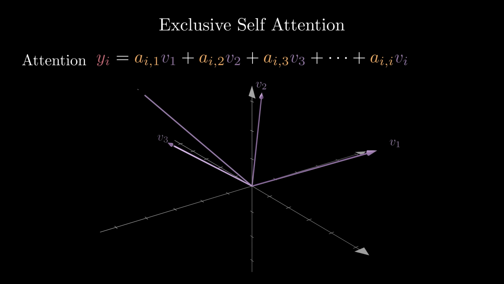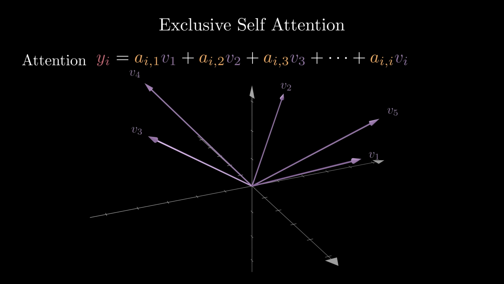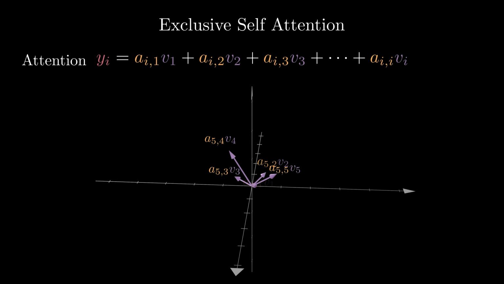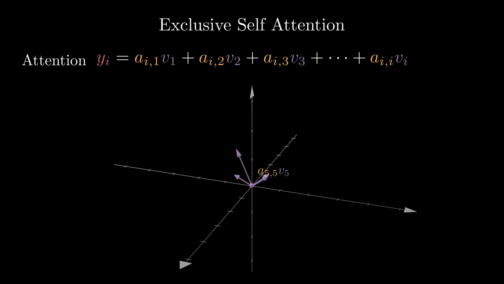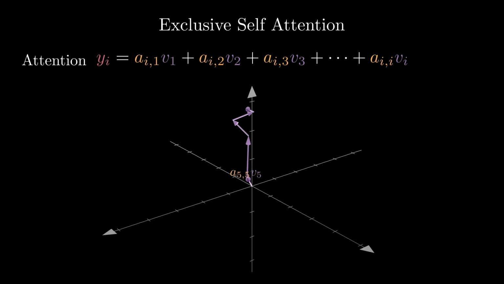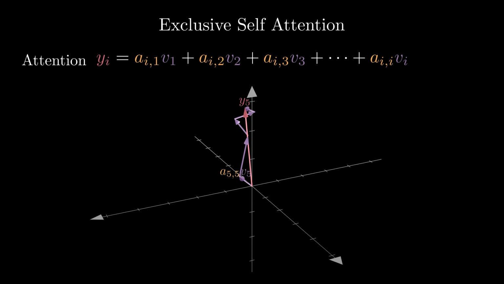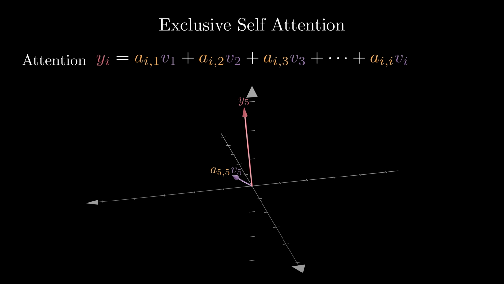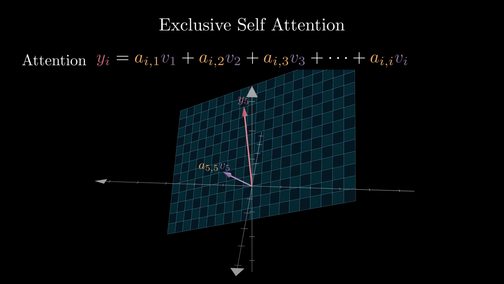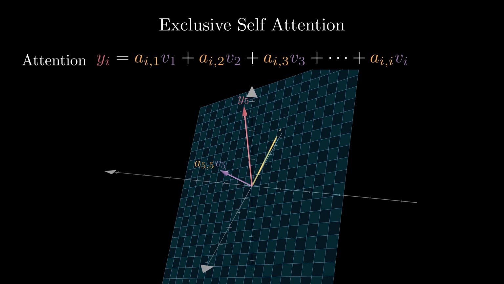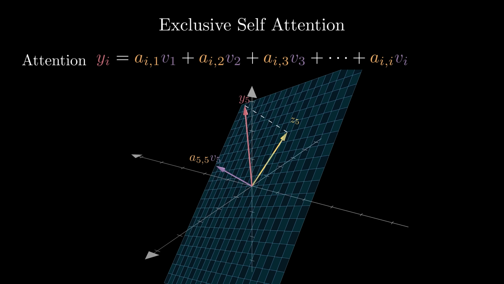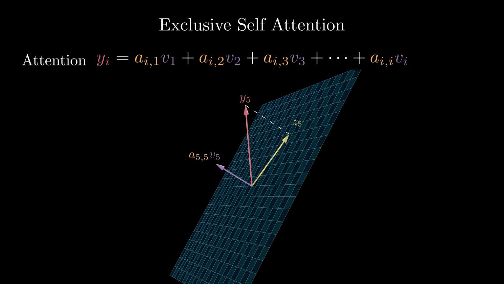Here we show 5 value vectors in 3-dimensional space. Using the attention weights computed from the query and key vectors, we scale the value vectors and sum them to form the attention output y5. To remove the self-value vector component, we need to find a vector z that is as close as possible to our attention output and is also perpendicular to the self-value vector. In other words, the vector z is orthogonal to the self-value vector.